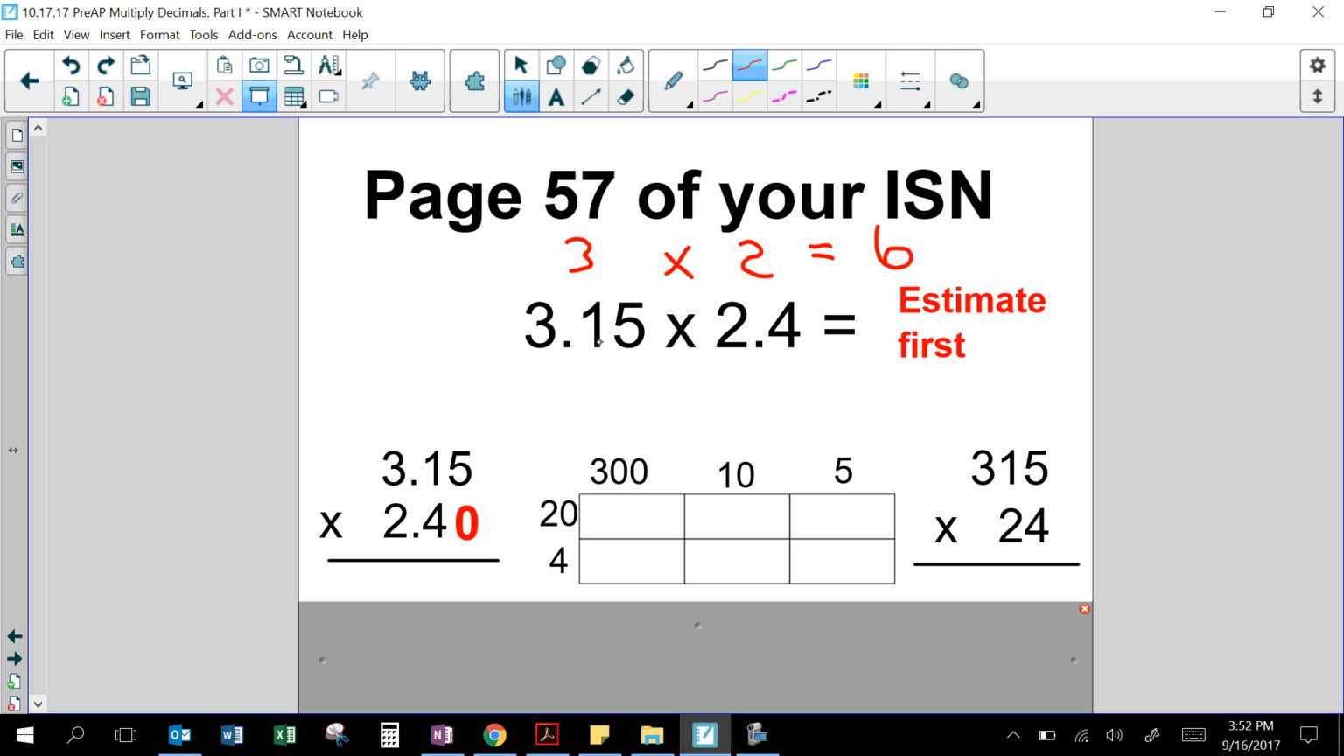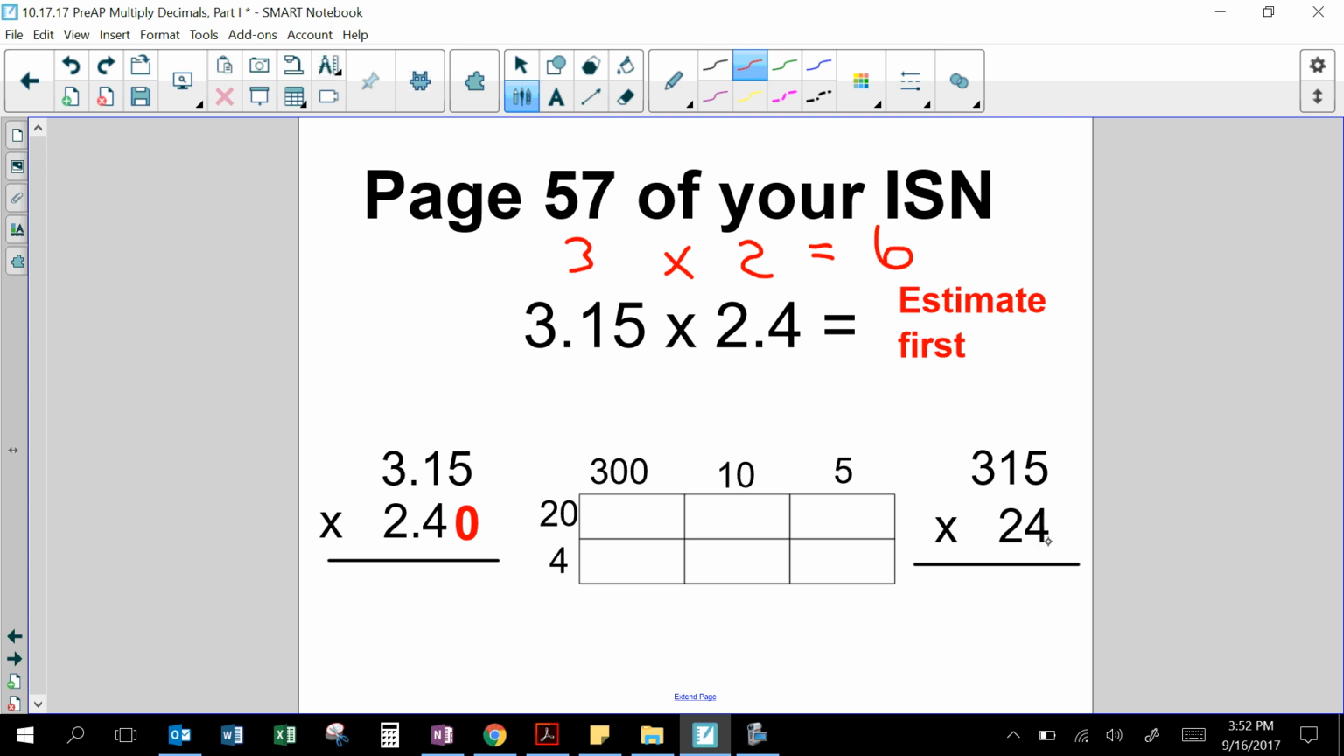So this is 300 plus 10 plus 5. And this can be broken down into 20 and 4, and then you just multiply. And other kids prefer this way, just multiplying it as normal whole number multiplication, 315 times 24.